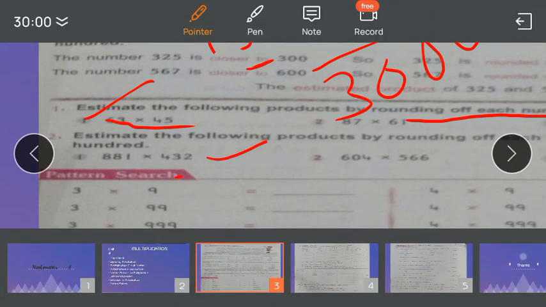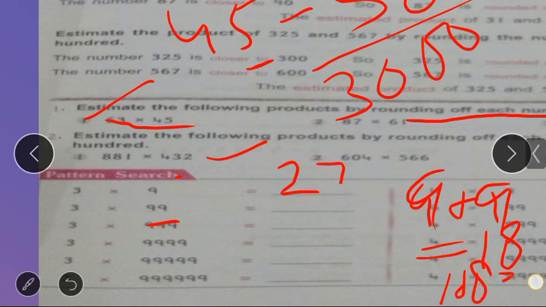Now there are questions here, pattern search. As I have explained pattern search, in the same way you have to do. One I am explaining here, 3 multiply 9. 3 9s are 27. Got it? Now second, this pattern is based on the first number. So here you got 27. What you have to do here? 9 plus 9. 9 plus 9 is what, children? 9 plus 9 is 18. Then 1 plus 8 is 9.